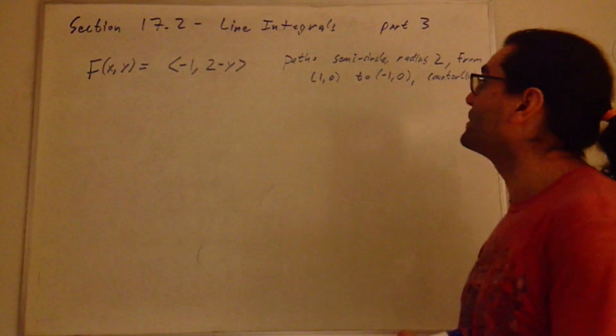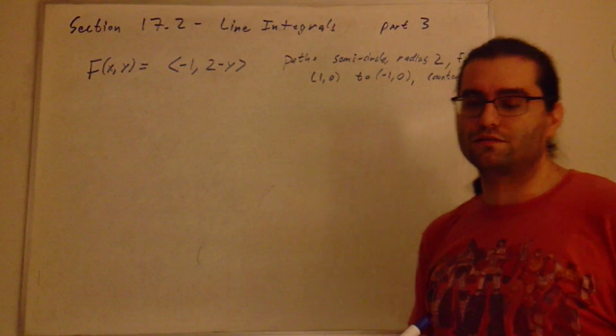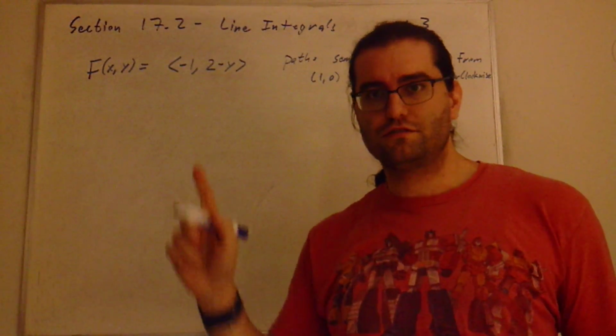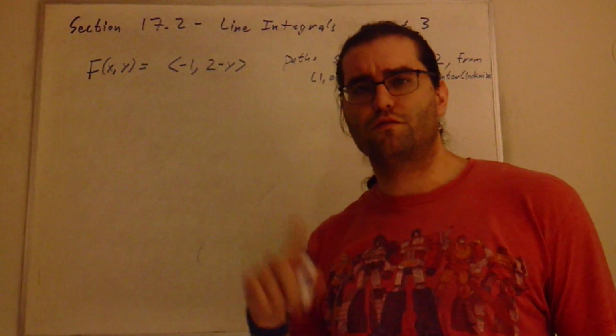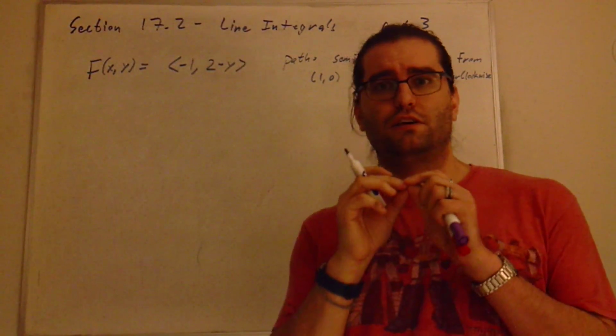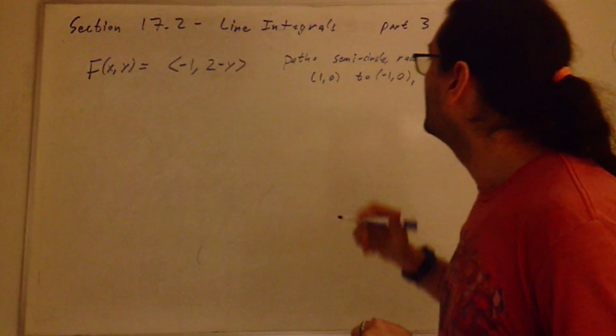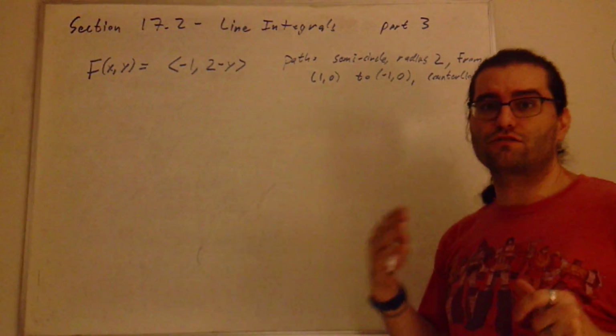This is part 3 of our video on line integrals. In part 1 we did functional paths. In part 2 we did paths that were straight lines. And here in part 3 we're doing paths that are vaguely circular.